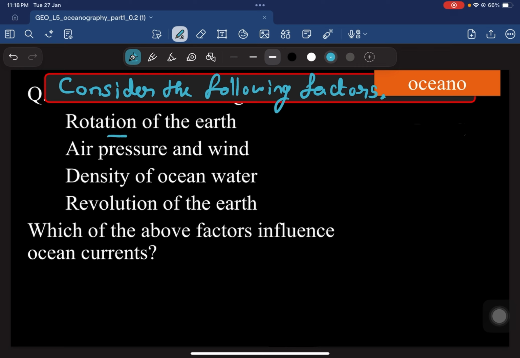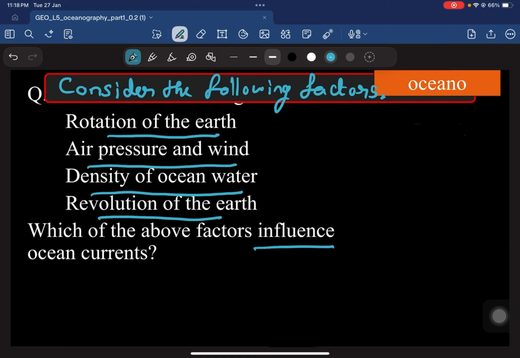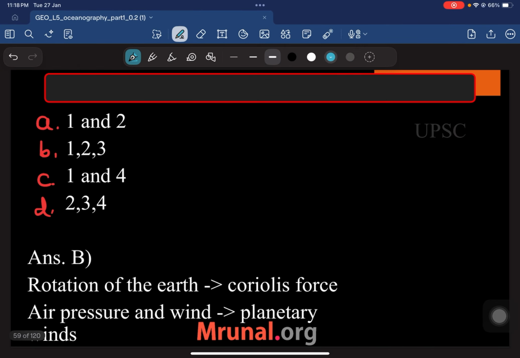Rotation of Earth, air pressure and wind, density of ocean water, revolution of Earth. Which of the above factors influence ocean current? Think about it. I will give you 20 seconds. Okay. The answer is B. 1, 2, 3. Not the fourth one. Okay. The fourth one is wrong.